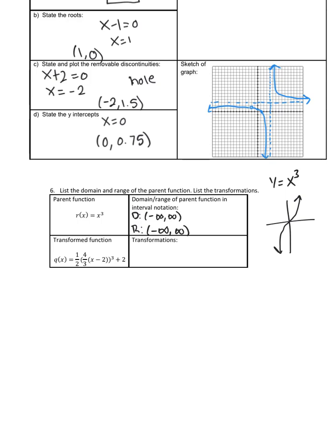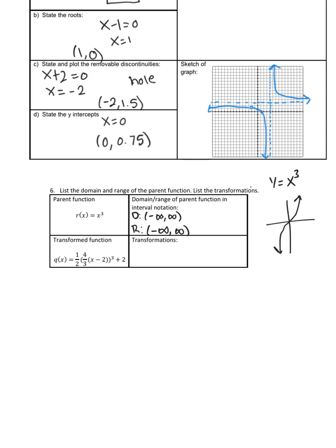Even though all real numbers is correct, that is not considered interval notation. So on your test, please write it this way and do not put all real numbers because that's not interval notation, okay? For the transformed function, you don't have to tell me the domain and range of the transformed, you just have to tell me what transformation happened.